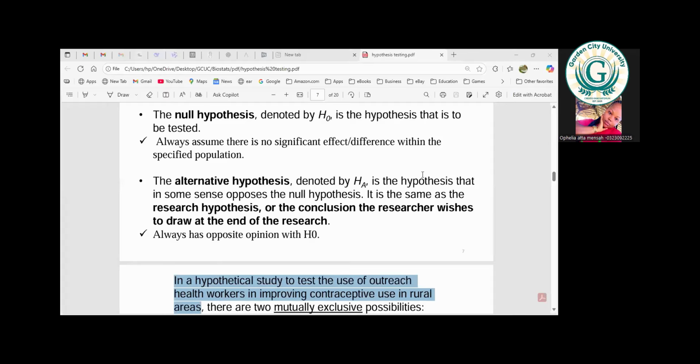Okay, I would say there is no change in improvement in contraceptive use in rural areas, regardless of the outreach of health workers. Okay. So is that the null or the alternative? Manuela, what you said, is it the null or the alternative?